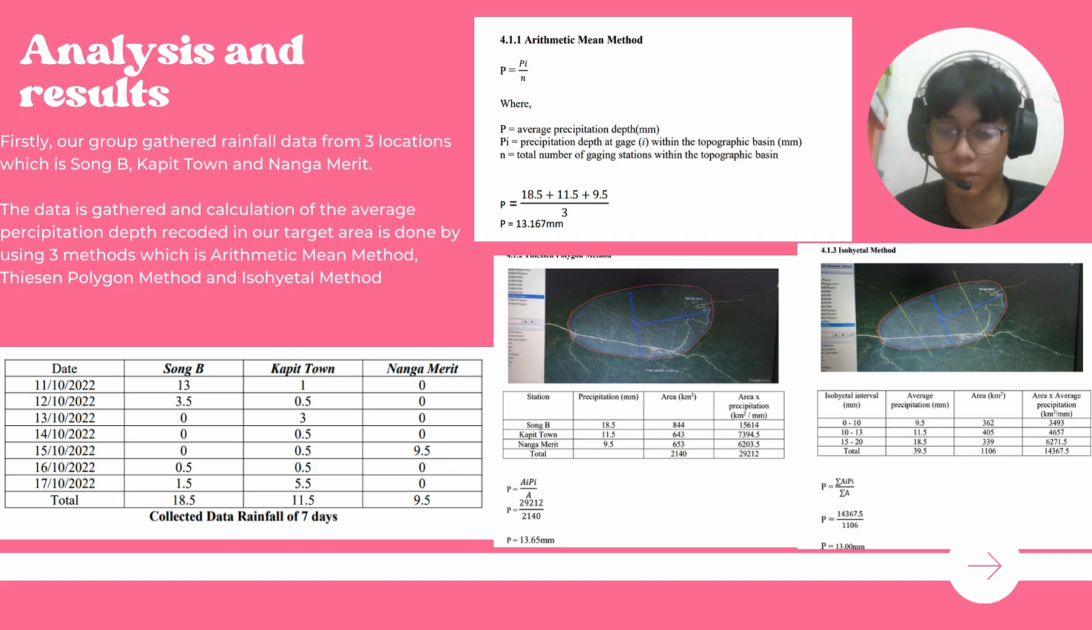Firstly, our group, when doing the analysis, we gathered the rainfall data from three locations, which are Songbi, Kapit Town, and Nangamari. The data is gathered and the calculation of the average precipitation depth recorded in our target area is done by using three methods, which are the arithmetic method, Thiessen method, and isohyetal method. As you can see on the slide here, you can see the way we calculated our data. We gathered the data of rainfall, and then we used the arithmetic mean method.